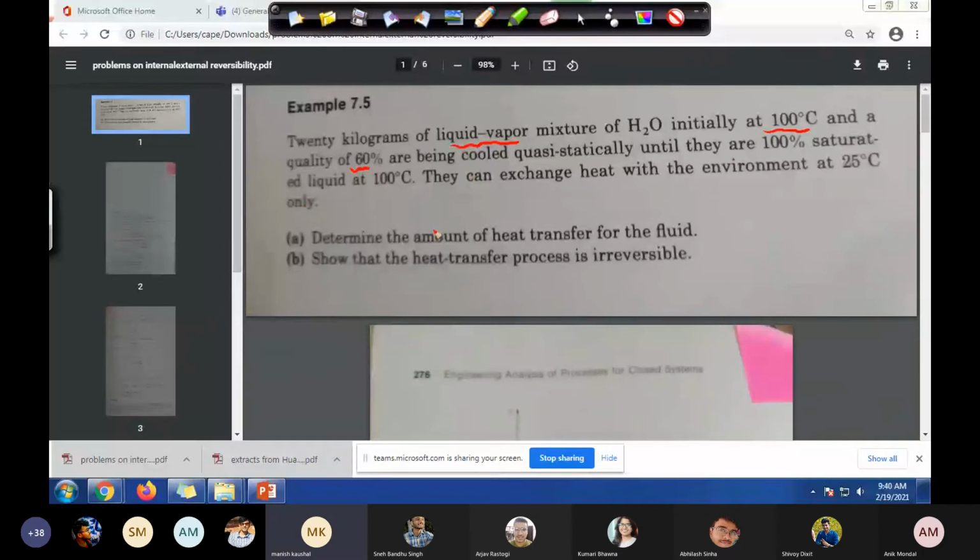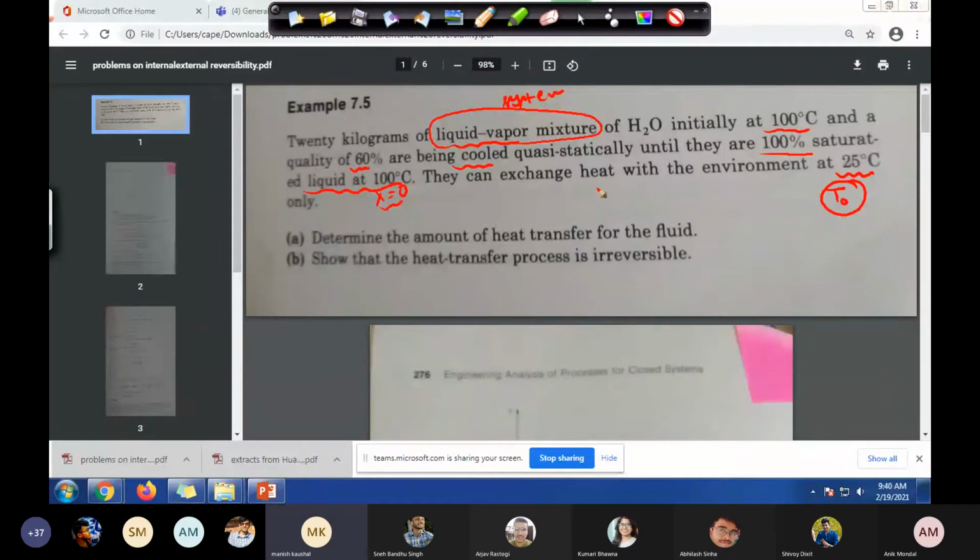This is being cooled quasi-statically. Being cooled means that if this liquid-vapor mixture is your system, then your system is rejecting heat to the environment until it is 100% saturated liquid at 100 degrees Celsius. So ultimately x will be 0 when you are cooling it down. It can exchange heat with the environment, which is at 25 degrees Celsius, say T0. For the environment we'll always use this naught. Determine the amount of heat transfer for the liquid so that the heat transfer process is irreversible.